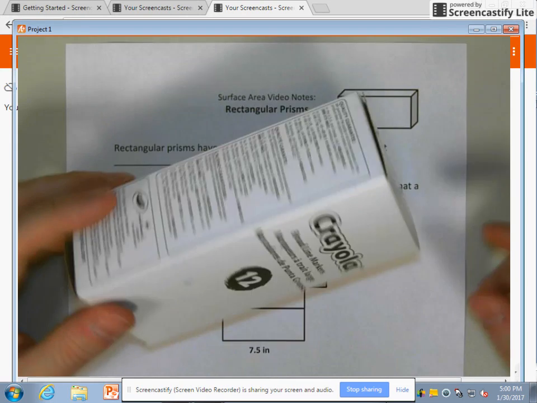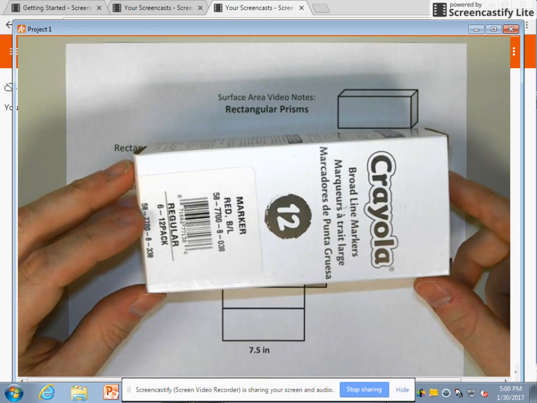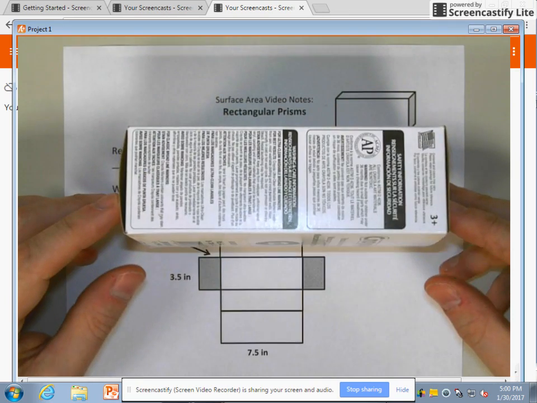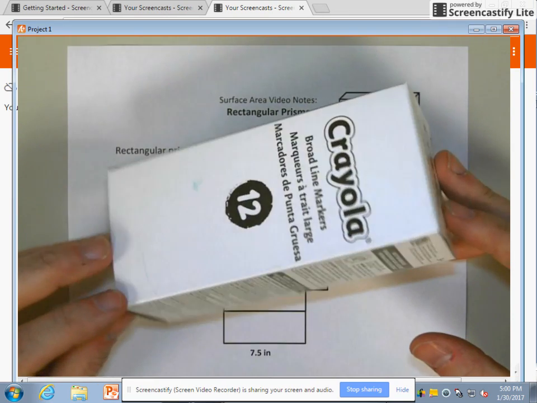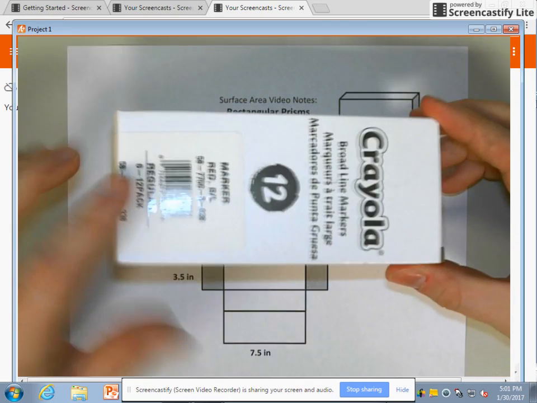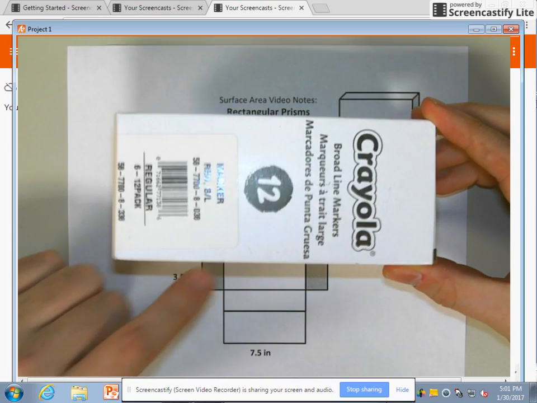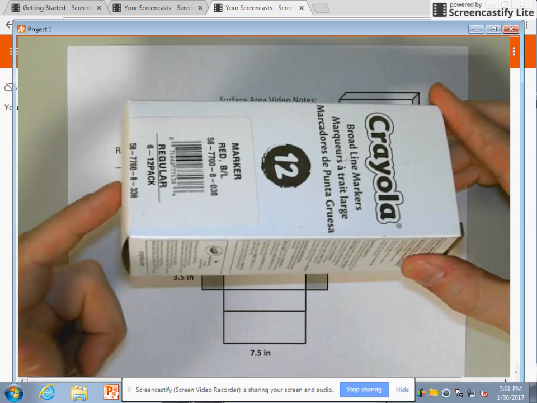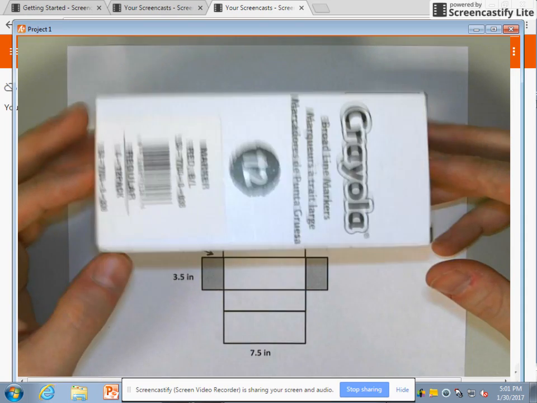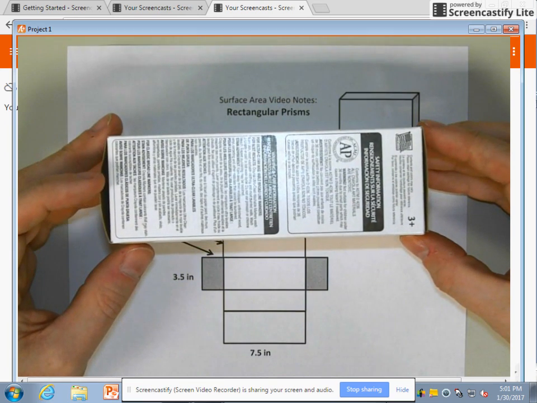In front of me, I have a rectangular prism as well. This is a box in which I purchased some Crayola markers. You'll notice something about the box. It has a top and bottom, a back side and a front side, and it has this left side and this right side. That's a total of 6 faces or 6 surfaces. And a rectangular prism has 6 surfaces.